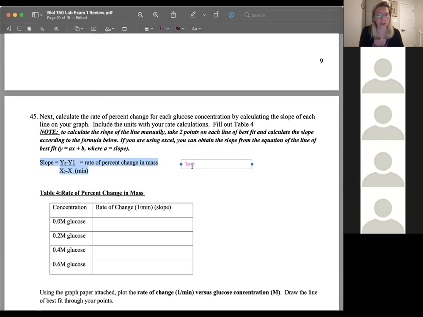Okay, so basically, you can use the 0 time point as your x1, y1. So let's say x1, y1 could be your 0, 0 time point, so 0 minutes and 0% change. And then x2, y2 would be some other time point.